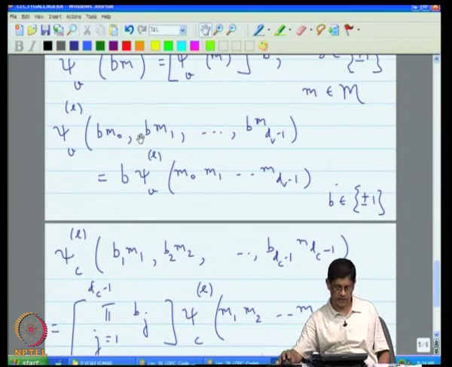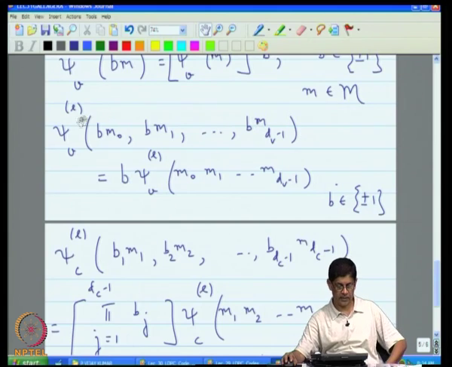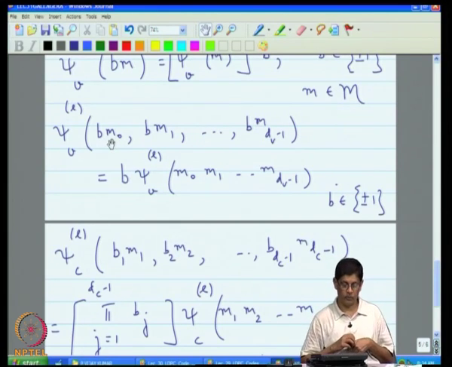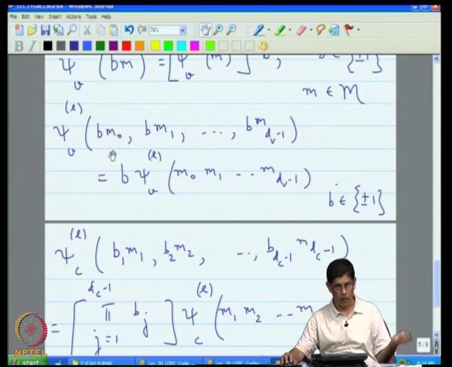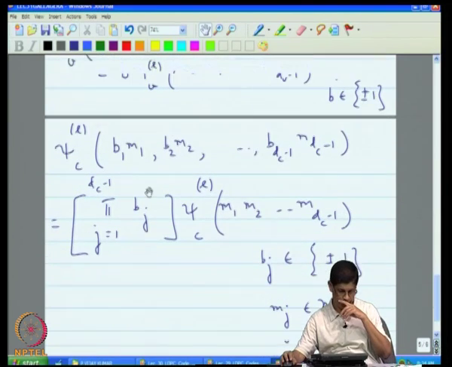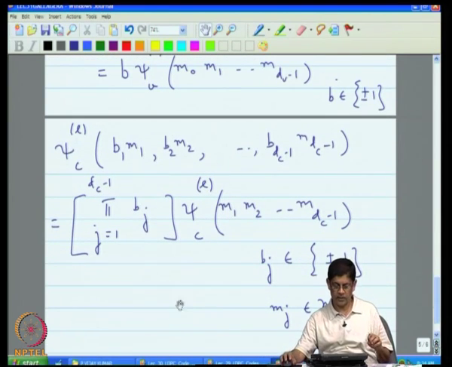So, that is what this is saying, that if each of the incoming messages, including the message that comes from the output of the channel, are all multiplied, say, by -1, then the message that the variable node is going to send out will also change its sign. At a check node, it is a little bit more complicated.